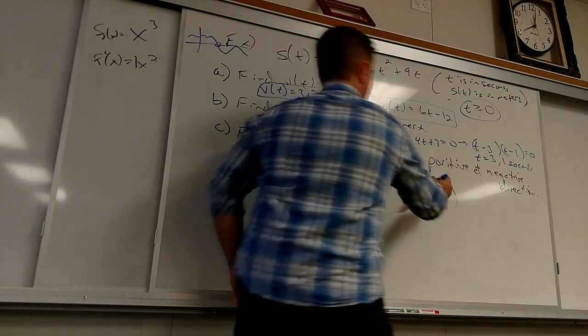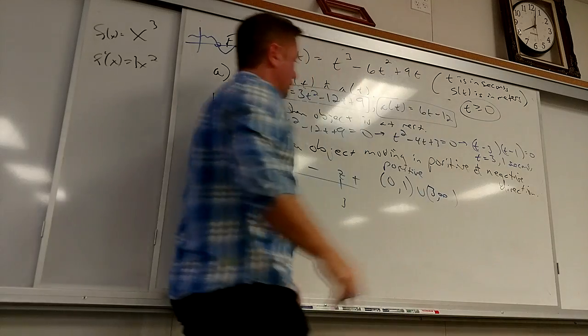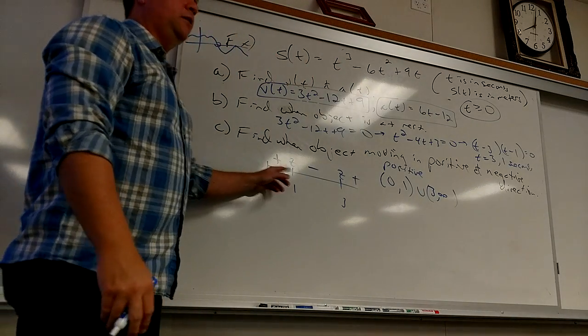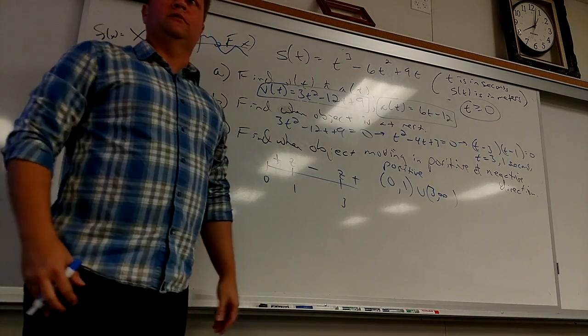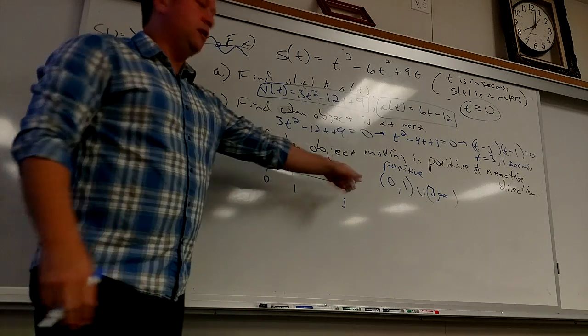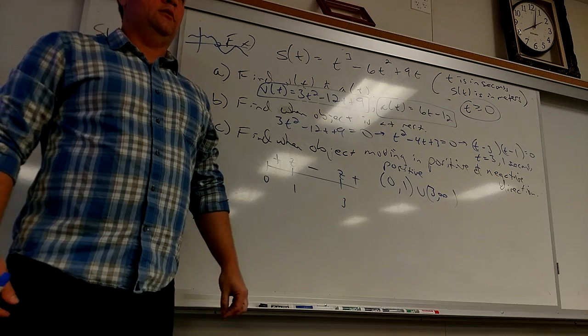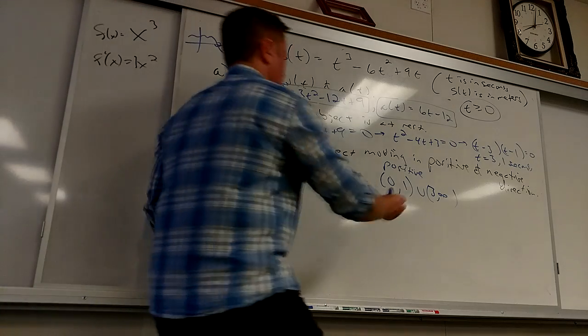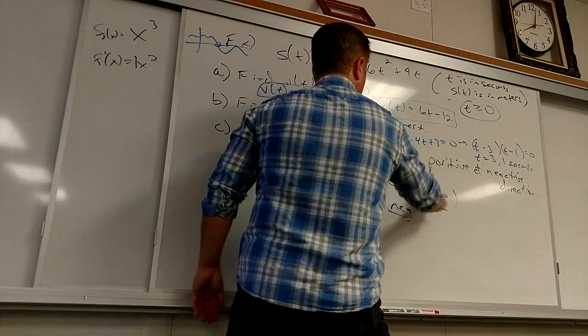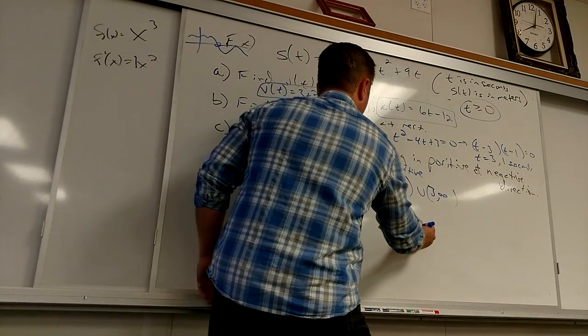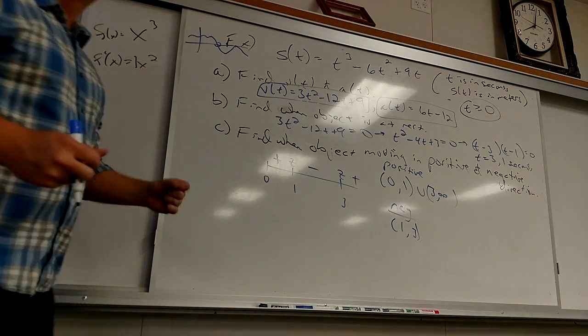3 to infinity. So how do I see where it's positive? I see where it's positive because I'm a smart person and I made this picture for myself. And where's it negative? Incredibly enough, it's what I left out: 1 to 3. So what does that mean physically?